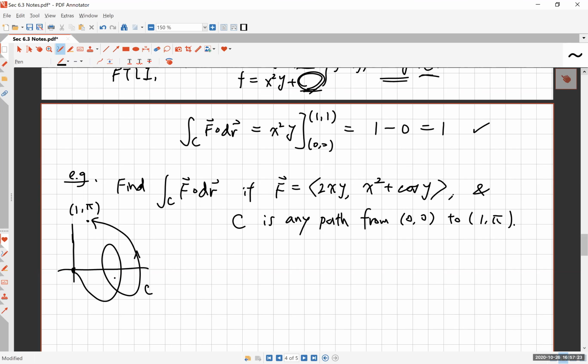How do you like that? Okay, so how do you do that? I mean, this C looks very random, right?